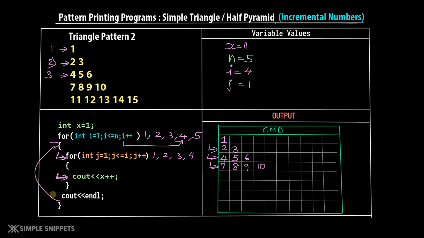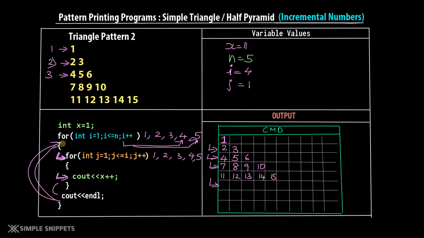Alright, so after running 4 times, you'll come outside, you'll go to the start, i will become 5. You'll come inside, this for loop will now run 5 times from 1 to 5. You'll print 11, 12, 13, 14 and 15. Then you'll come outside, you'll go to the new line.